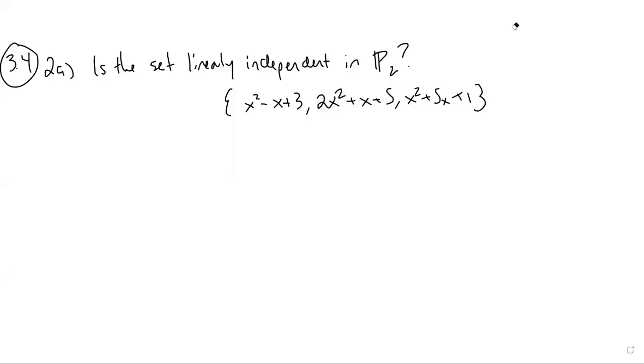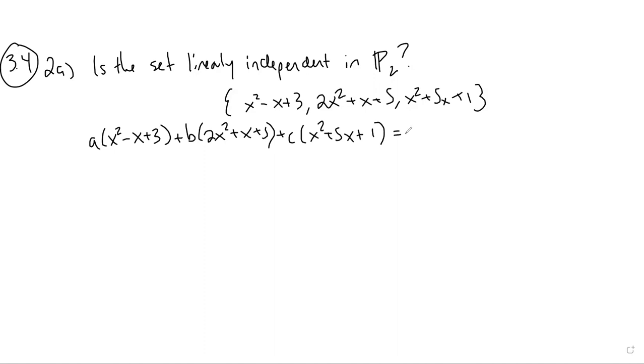So now we're asked to find if this set of polynomials is linearly independent in P2. So really we do the exact same thing as we would if it was column vectors. We'd set up our homogeneous equation. So A times the first vector, which in this case is a polynomial, plus B times the second vector, plus C times the third vector, and set it to 0. And basically what we're looking for is, are there non-trivial solutions? So is there an ABC that's not all 0?